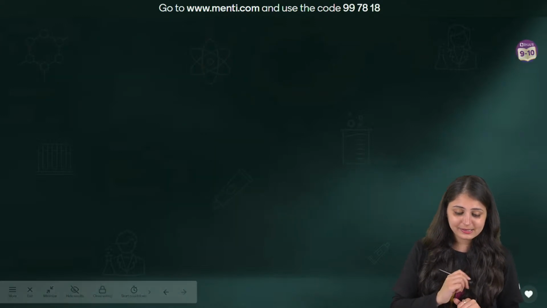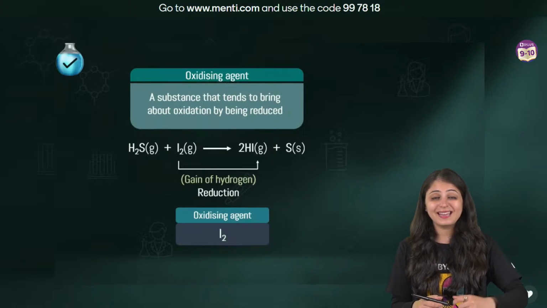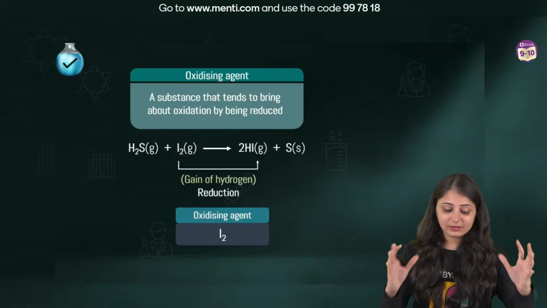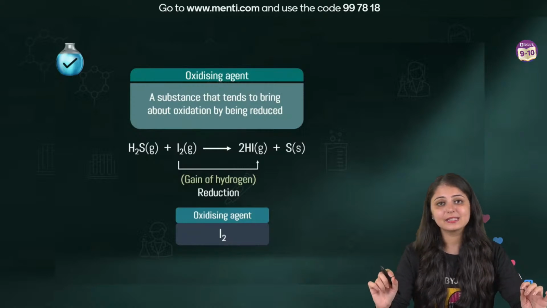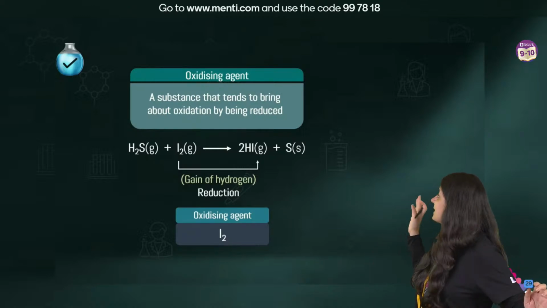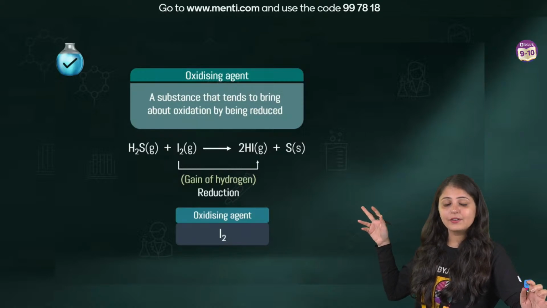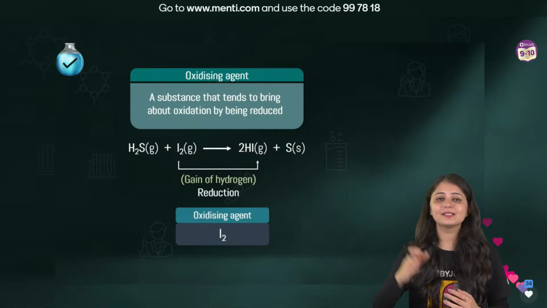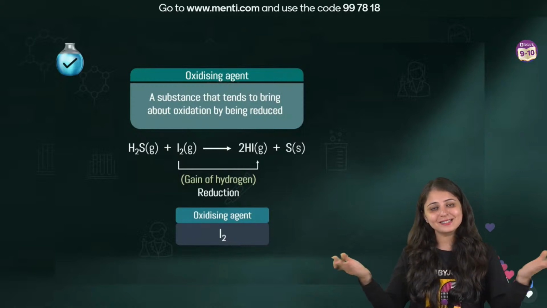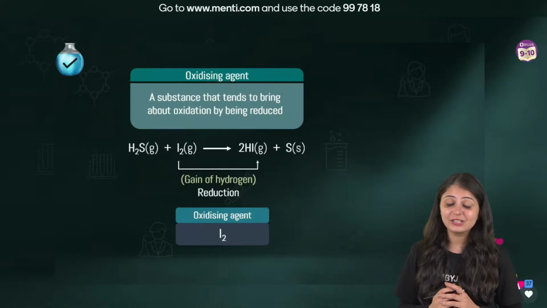So, let's look at this equation again. H2S, hydrogen sulfide reacting with iodine. Now, clearly you can see that iodine is the substance that is getting reduced. It's gaining hydrogen. If it's getting reduced, it's going to oxidize others. If it's oxidizing others, it's the agent that's oxidizing others. So, it's the oxidizing agent.